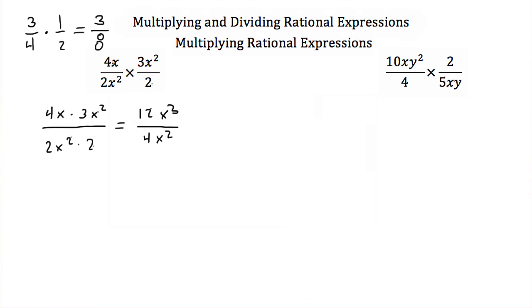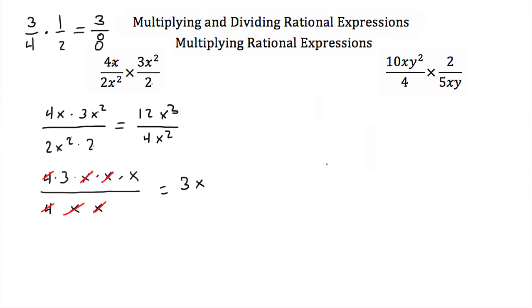Now I can simplify this because this 12 is the same as 4 times 3, and my x cubed is the same as x times x times x. In my denominator I have a 4, and then I have an x times x for my x squared. My 4 will cancel, this x will cancel, and this x will cancel, and we'll be left with just 3x.